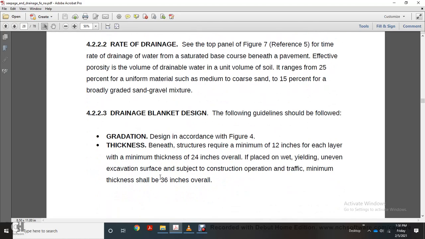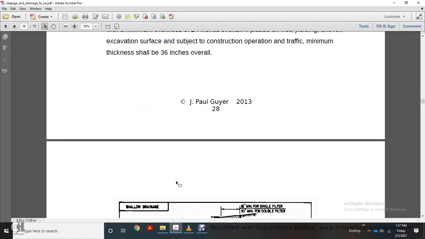Drainage blanket design. The following guidelines should be used and followed. The gradation design is according to figure 4, with the thickness beneath the structure required with a minimum of 12 inches for each layer, with a minimum thickness of 24 inches overall. It is placed on wet, yielding, uneven excavation sources subject to corrosion operating with traffic, the minimum thickness of the blanket shall be 36 inches overall.